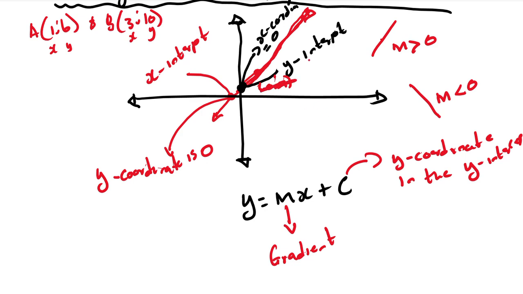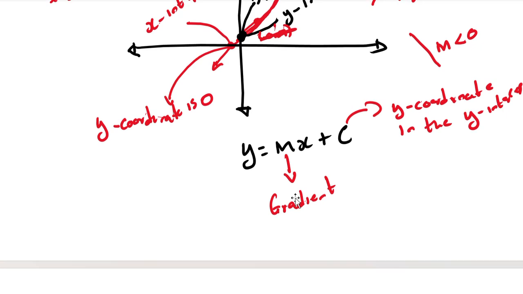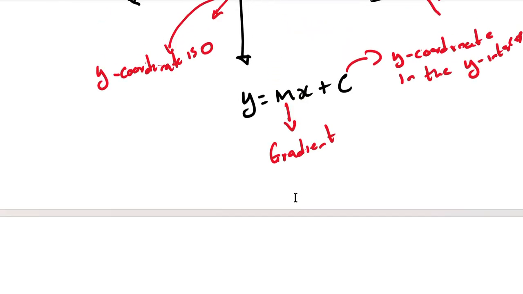This was an example. You must know how to calculate a gradient. To calculate a gradient, I will just give you the formula for gradient. m is equal to y2 minus y1 all over x2 minus x1. This is the formula to calculate a gradient.